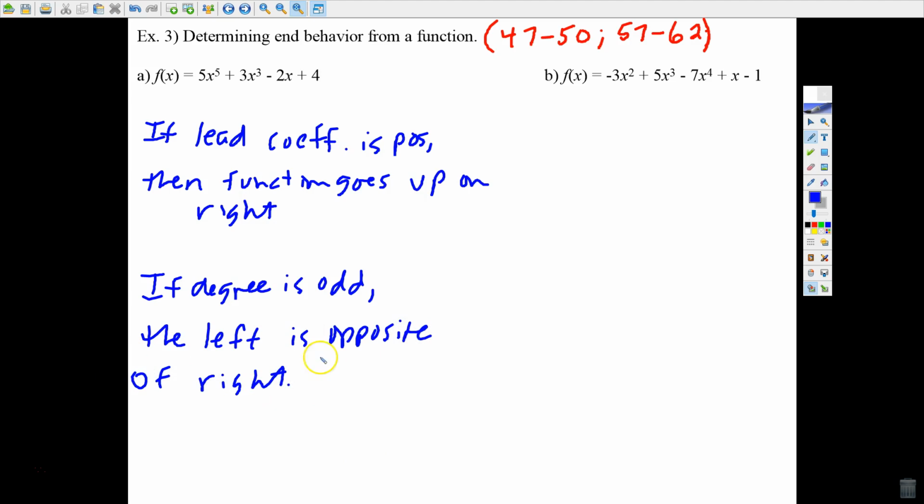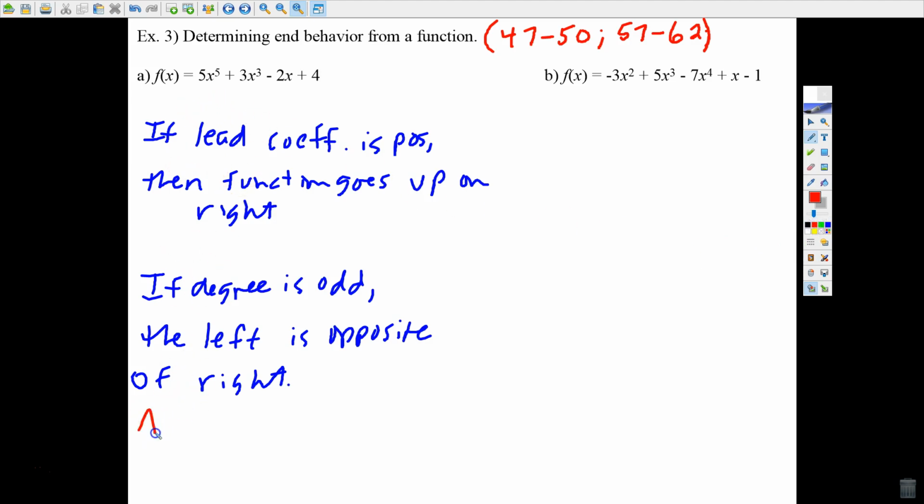Opposite of right. Okay, so now that we've established, and obviously the counterexample would apply, if the lead coefficient is negative, then the function is going to go down on the right. And if the degree is even, instead of them being opposite, they'll be the same. Okay, so let's go ahead now and use end behavior language to give our answer for letter A.